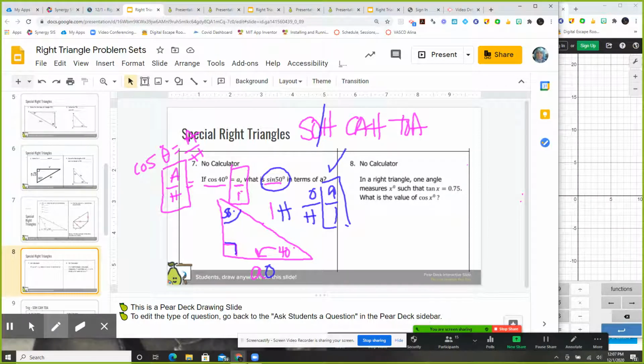You could. Because these numbers add up to 90 degrees, the cosine of 40 is going to equal the sine of 50. The cosine of 10 is going to equal the sine of 80. So as long as those numbers add up to 90 degrees, the sine and the cosine will be the same. It is a little confusing.